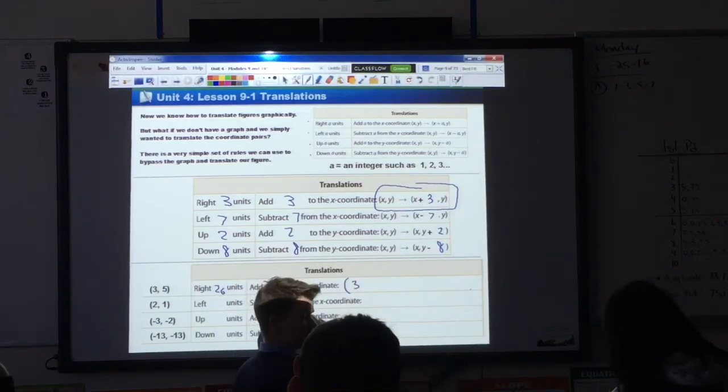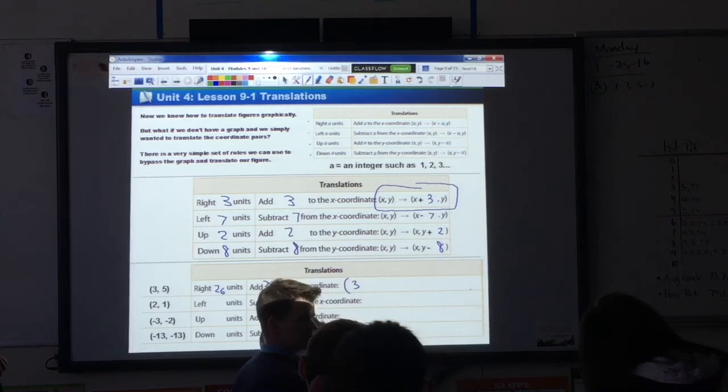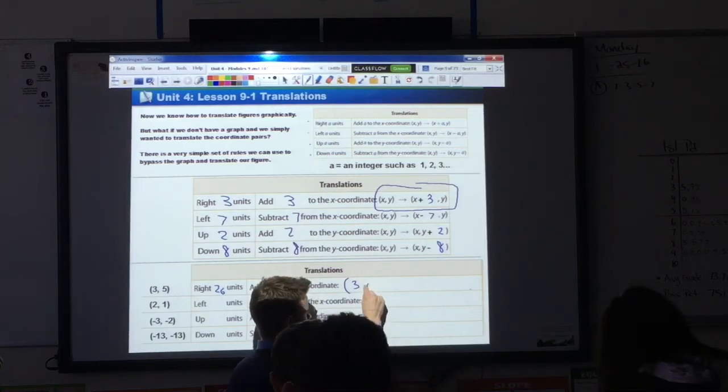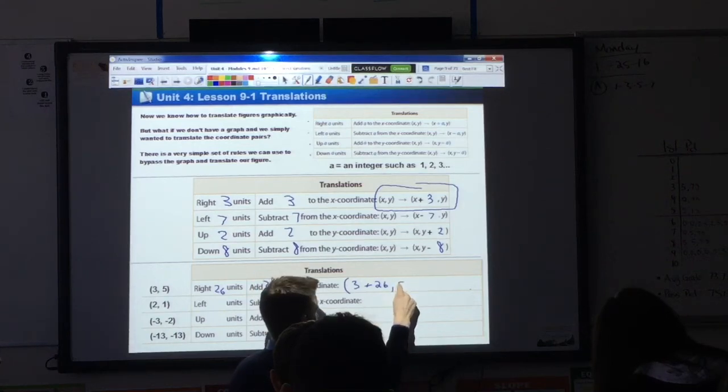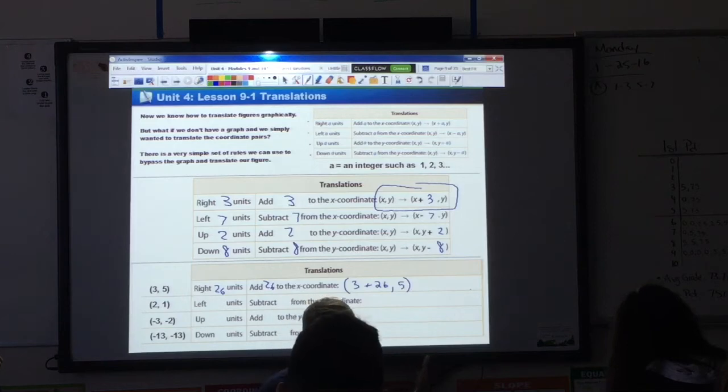So I'm going to add 26 to the x coordinate. And here's what it's going to look like when you write it out. You write the coordinate pair, 3. What are we doing to it, adding or subtracting? Adding. So 3 plus 26, comma, the y coordinate is 5. You with me on why we wrote that? Yes.